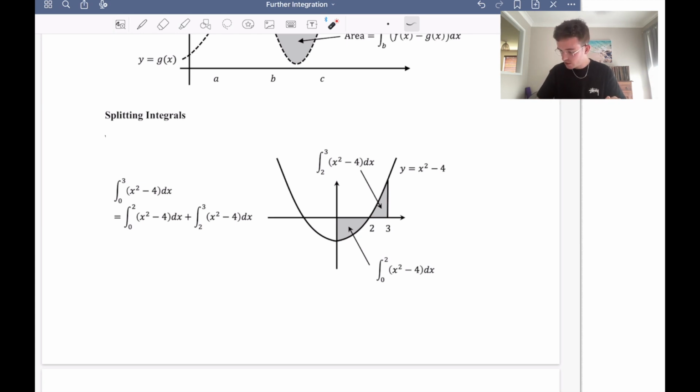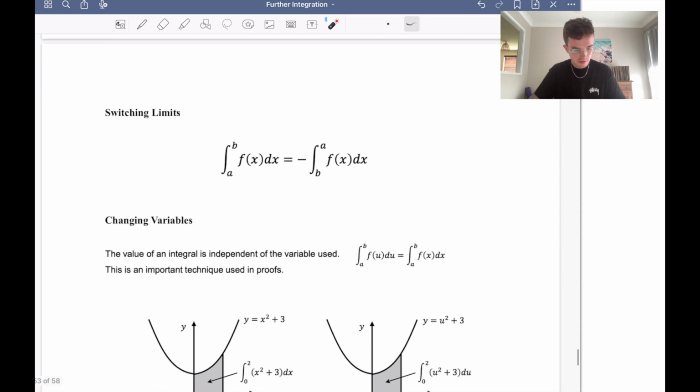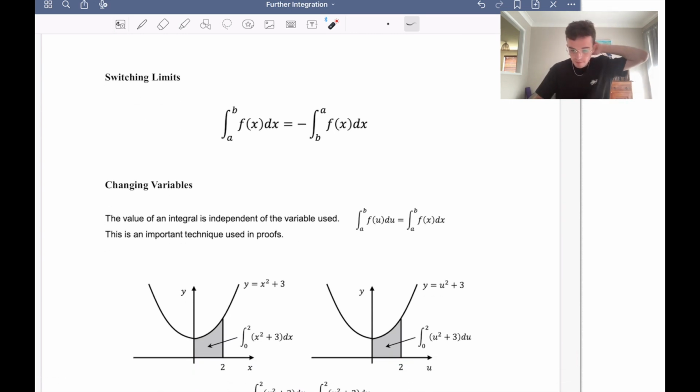Then what we can do is switch the limits. So the integral from a to b of f of x dx is just equal to minus the integral from b to a of f of x dx.